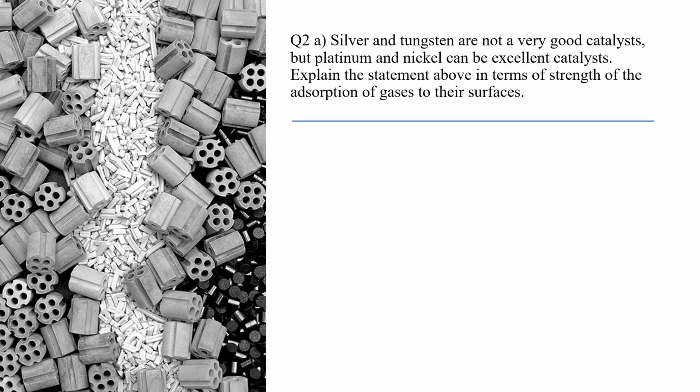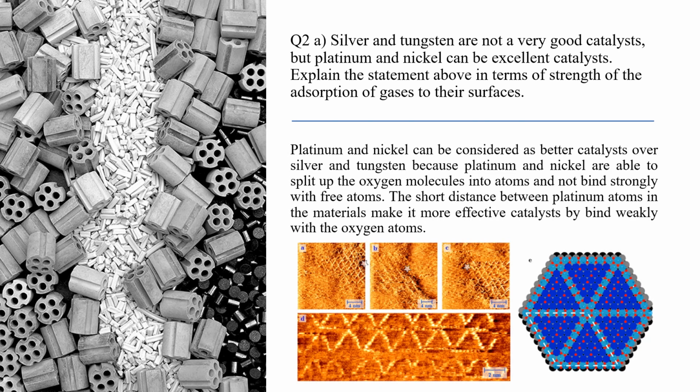The next question is, silver and tungsten are not very good catalysts, but platinum and nickel can be excellent catalysts. Explain the statement above in terms of the strength of the adsorption of gases to their surfaces. Platinum and nickel can be considered better catalysts than silver and tungsten because platinum and nickel are able to split up the oxygen molecules into atoms and do not bind strongly with free atoms. The short distance between platinum atoms in the material makes it a more effective catalyst by binding weakly with the oxygen atoms.